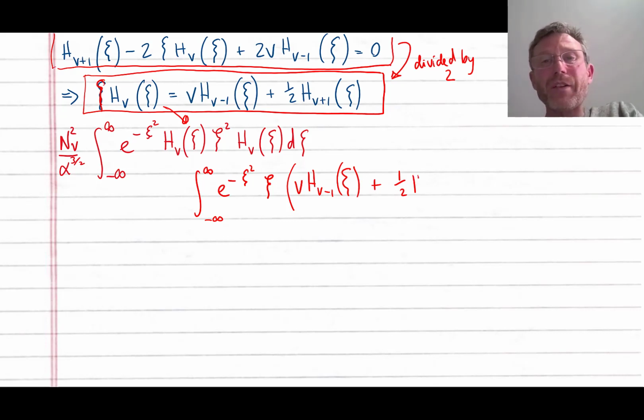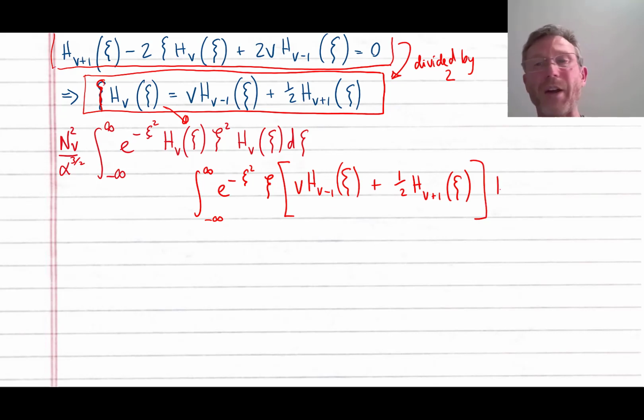So that's half hv plus 1 of xi. So there's what I've plugged in. Maybe I'll put in square brackets in here. Show you what I've done. Multiplied by hv, still a function of xi d xi.